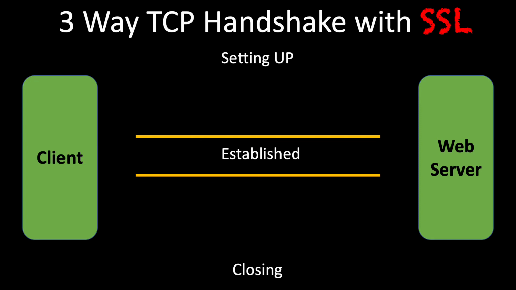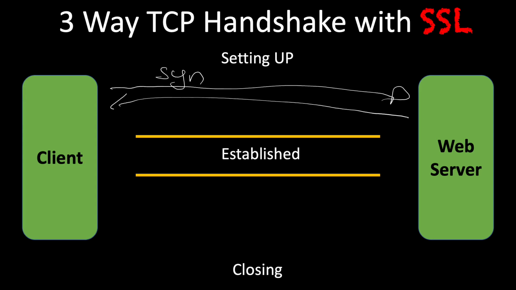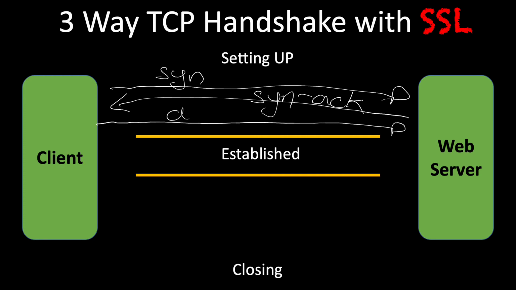We have a scenario of the client and the web server. The client initially sends out a Syn packet, and we're going to illustrate that over here. So we see that going in. That's our Syn packet. Then the web server responds back with a Syn ACK. And then the client sends back an ACK. After that three-way exchange, we now have our TCP connection set up.